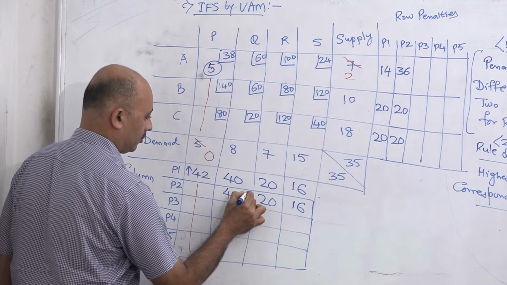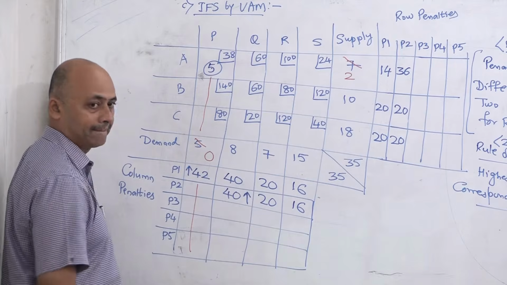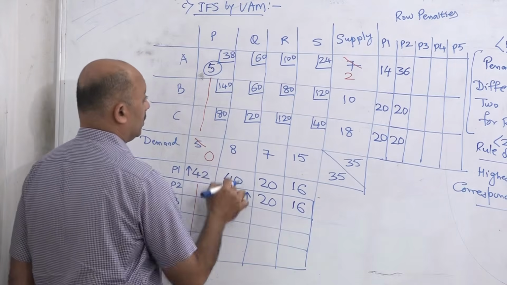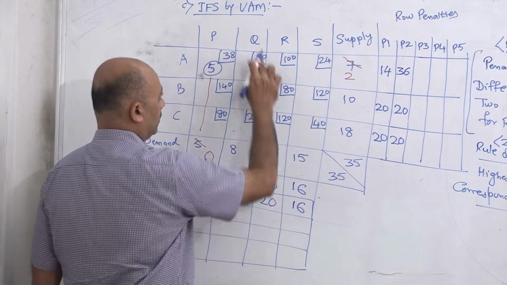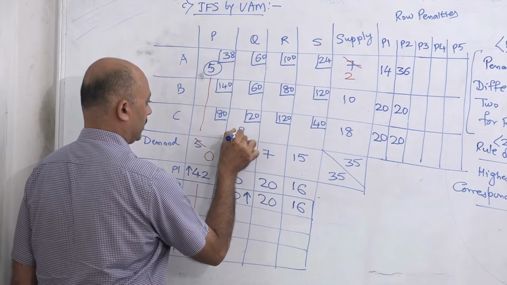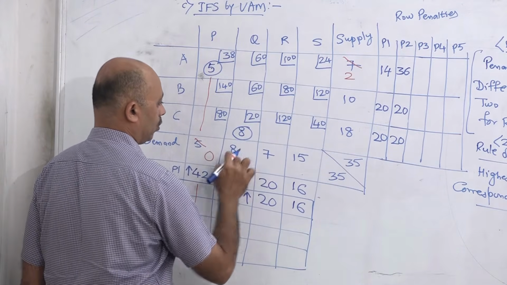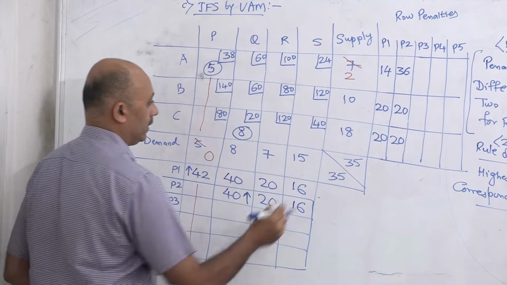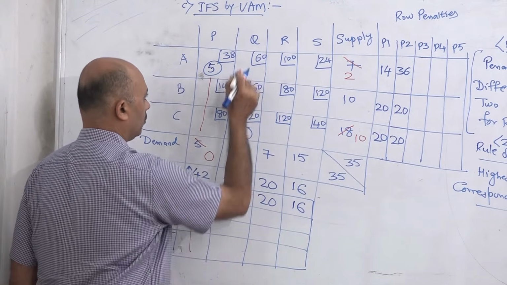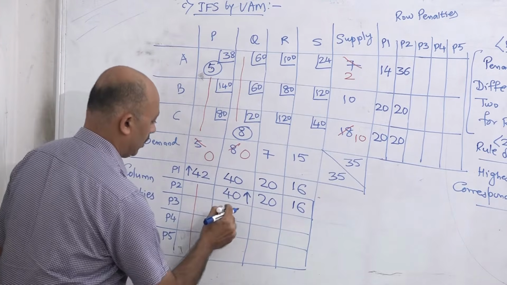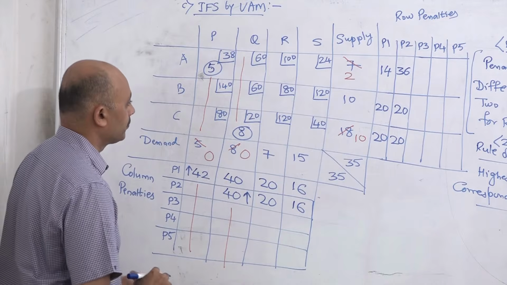So now highest penalty is 40, so now we start with 40. Now in this column, minimum cost is 20, supply is 18, demand is 8. So we will give 8 units, 8 and 18, lower number is 8. Now 18 minus 8, balance is 10, 8 minus 8, 0, column will cancel. And now no penalties here.